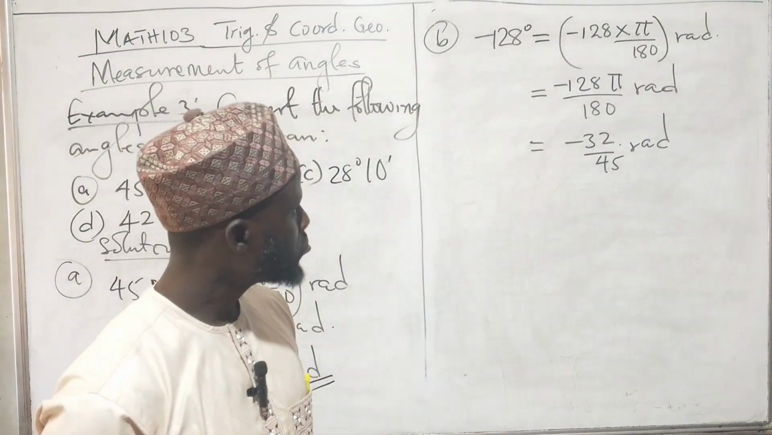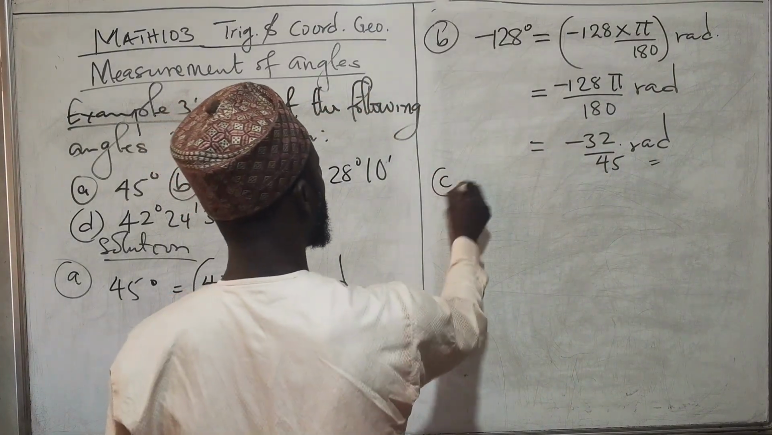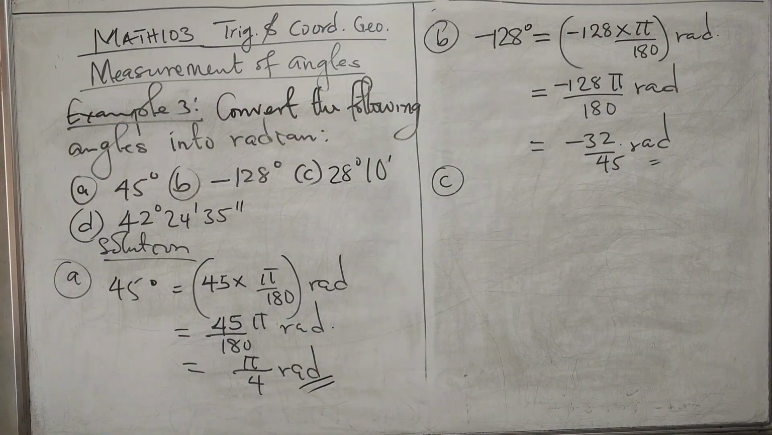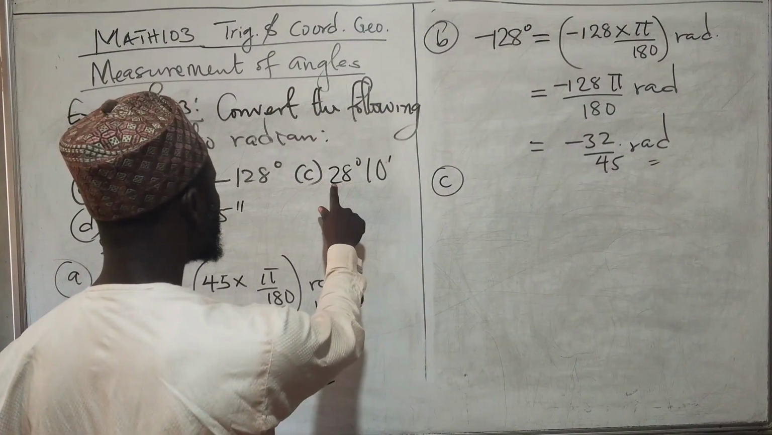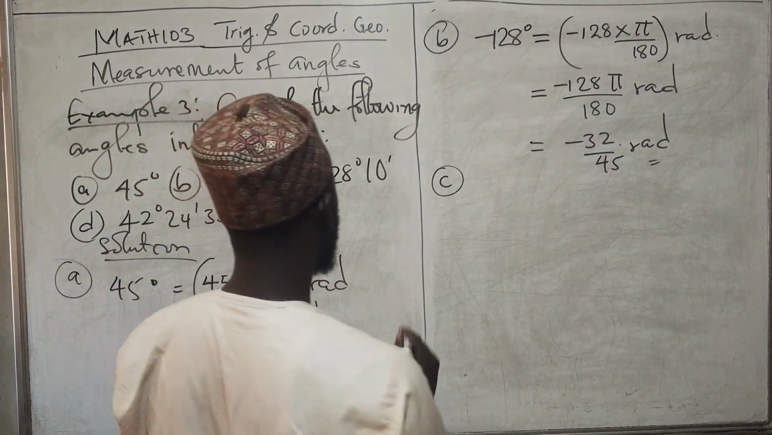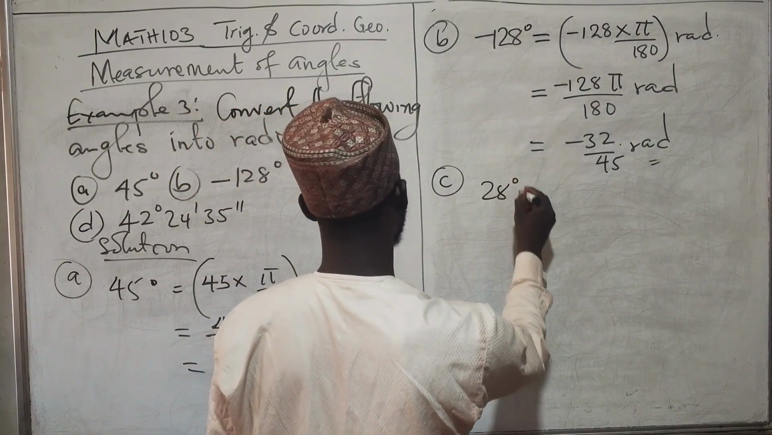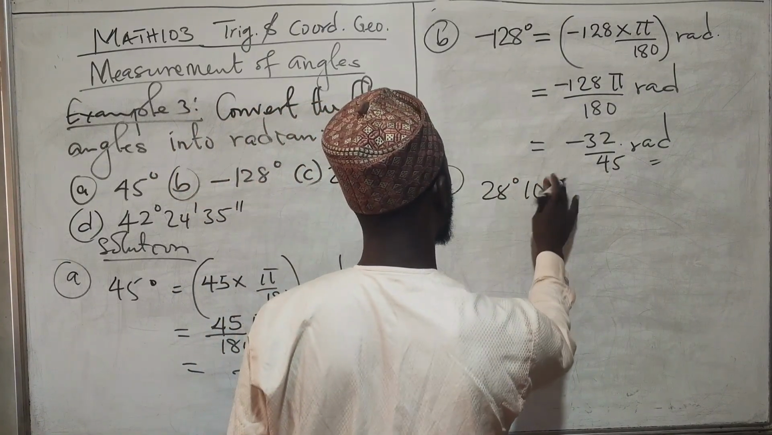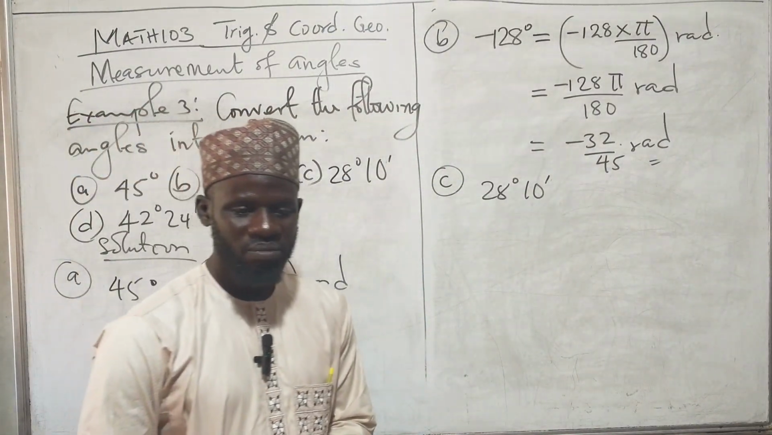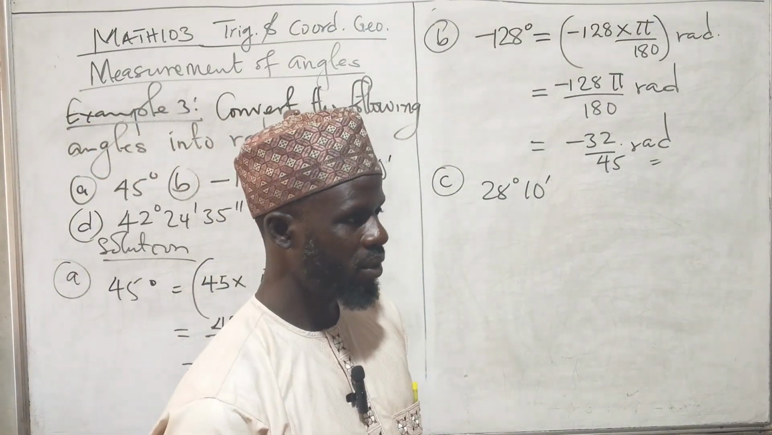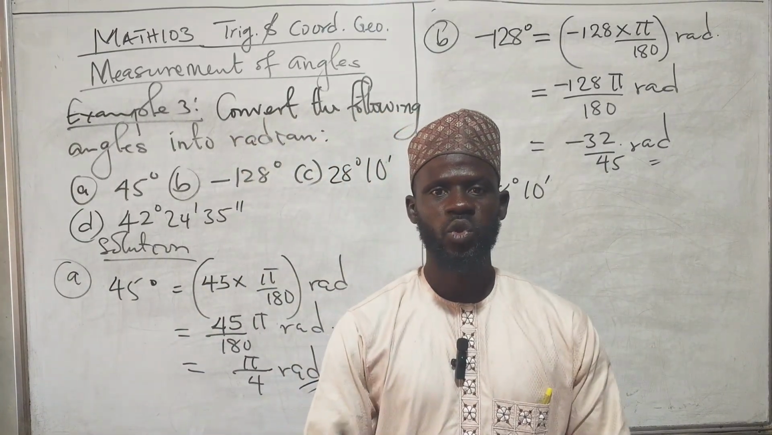And then C, this is a very good example. You have 28 degrees, 10 minutes, and you are asked to convert it to radian measure, which is not directly possible. It's just like you are given a number in base 2, and you are asked to convert it directly to, say, base 8.